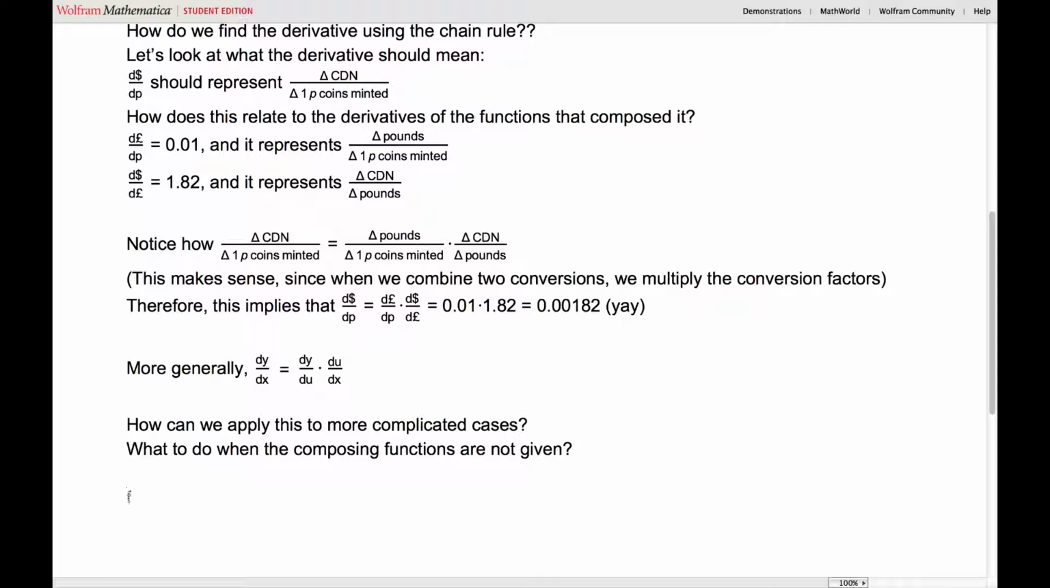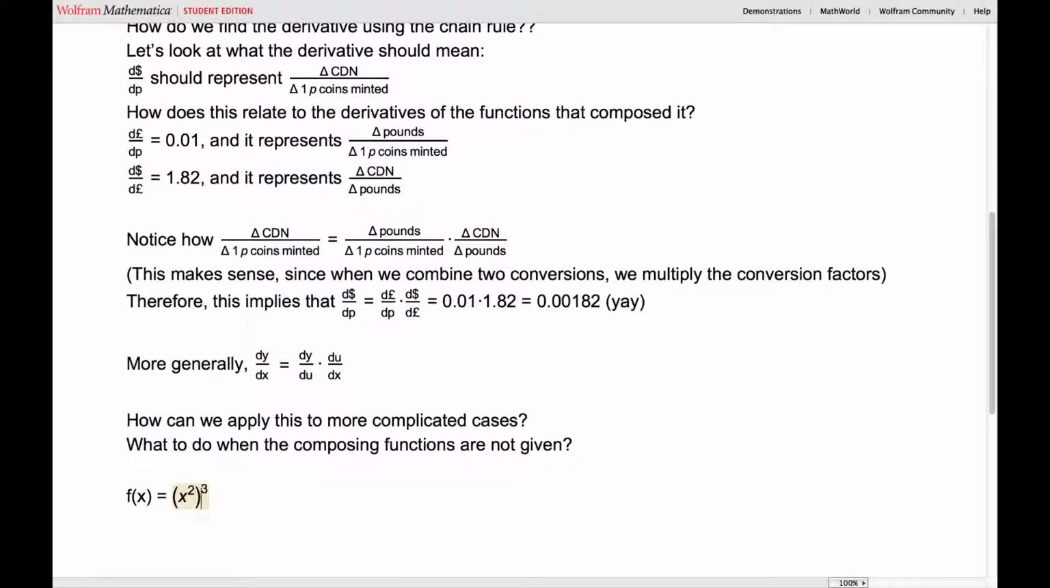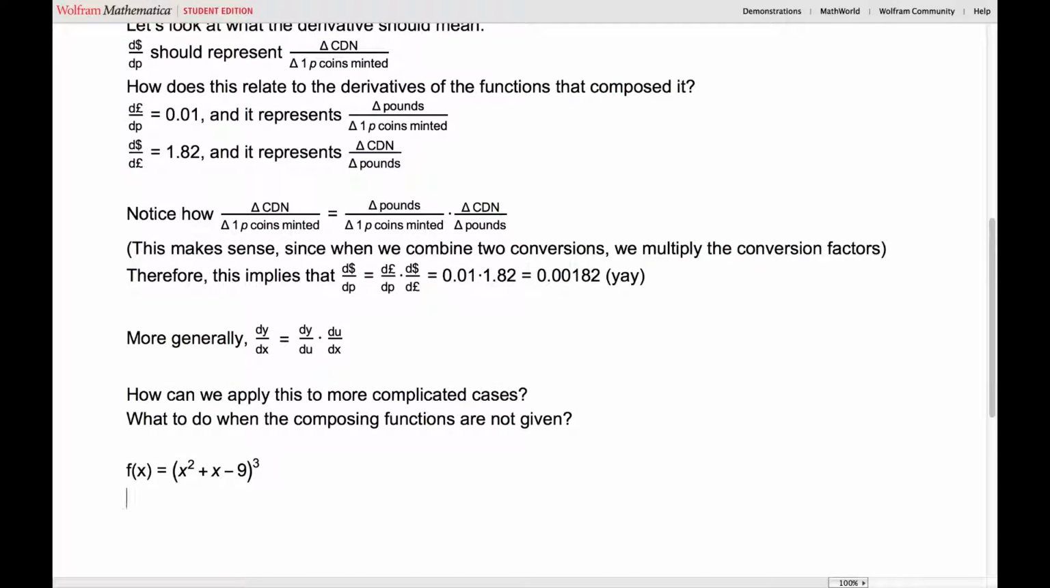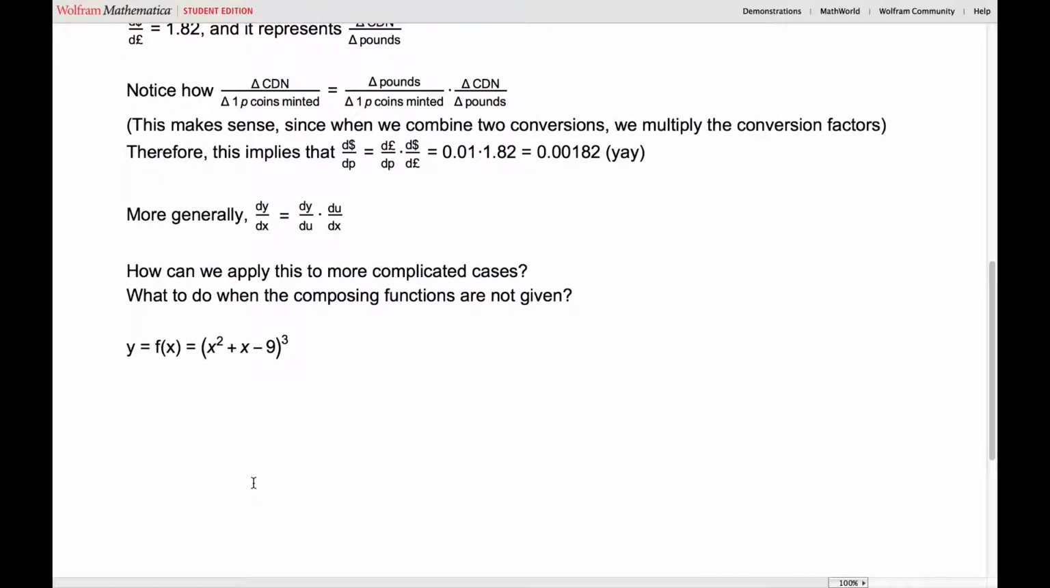So let's say that f of x is equal to (x squared plus x minus 9) all cubed. And of course, you can open this up and do your expansion and so on, but that's kind of tedious and boring as well. So let's look at how we can do it in a much simpler way. Okay, so let's first of all set all this equal to y, and we'll start.